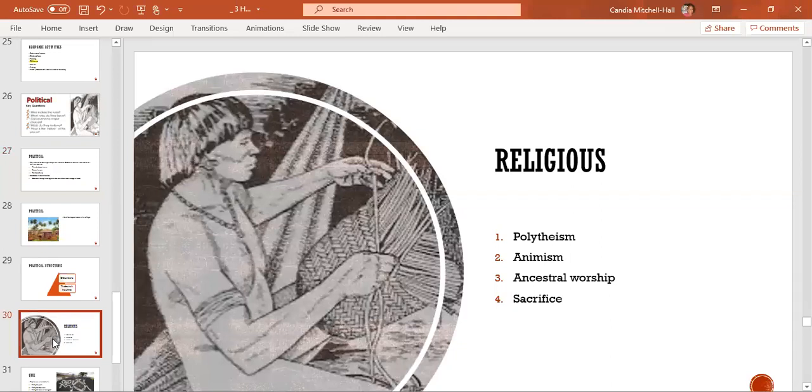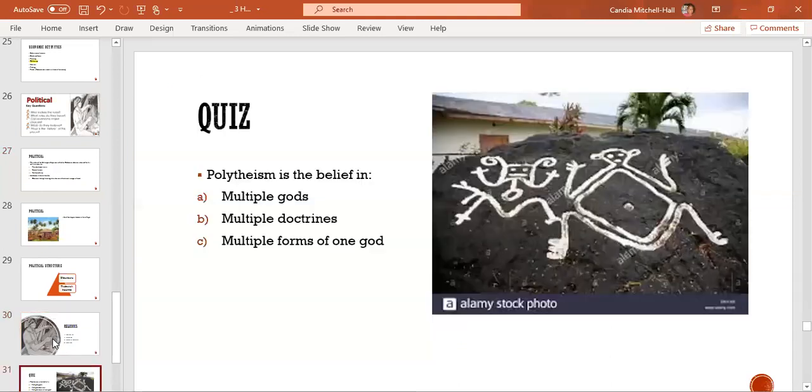Religious practices. Somebody, could you read that for me, please? Polytheism is the belief in A, multiple gods, B, multiple doctrines, C, multiple forms of one god. What's the answer? A, multiple gods.